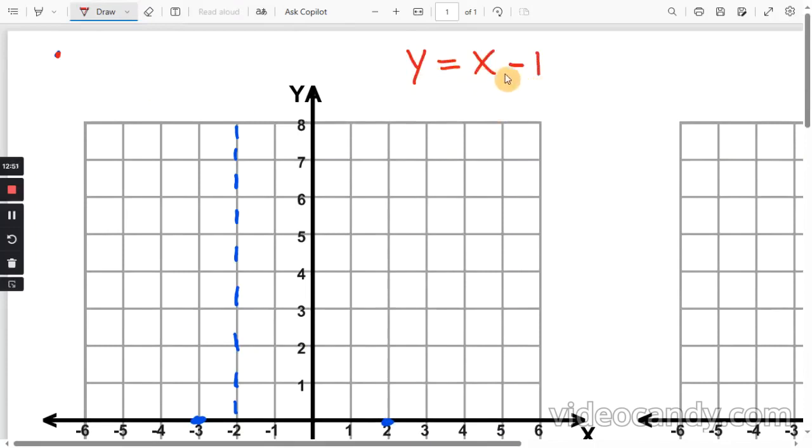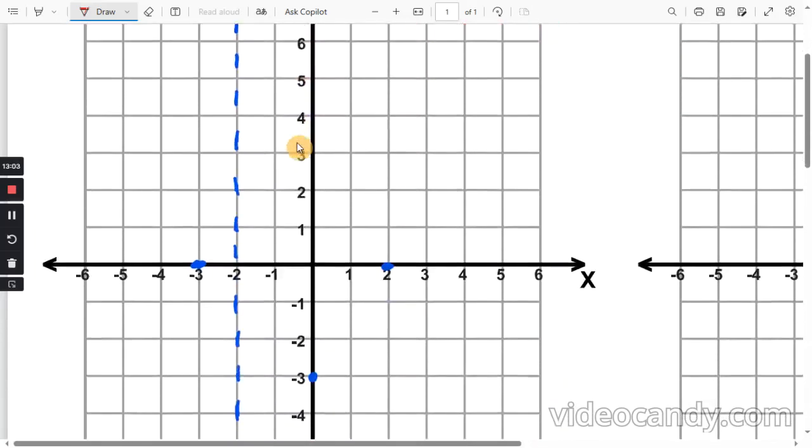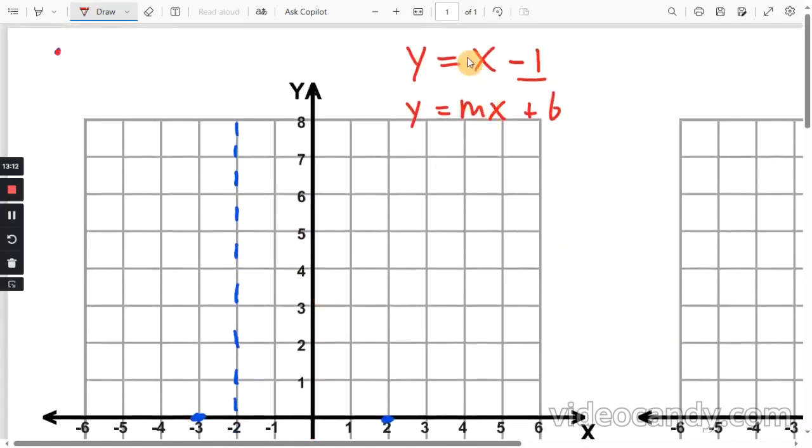This is y equals mx plus b, right? So the y-intercept b is at negative 1. And again, this is for the asymptote. This is not the graph. So the y-intercept is at -1. And the slope is just 1. 1 times x, or 1 is your m. So the slope is just 1.